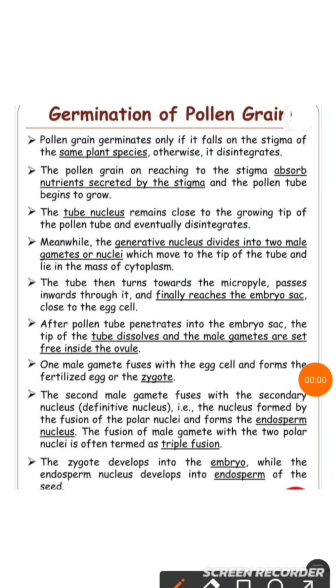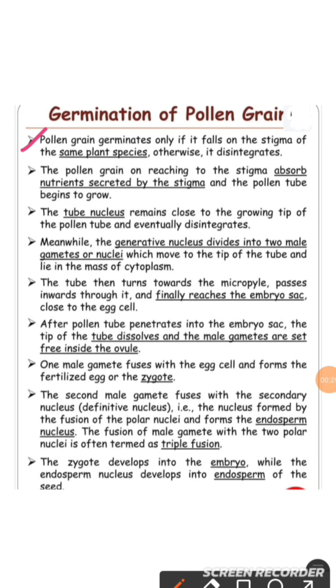Hello friends, today's topic is germination of pollen grains. The pollen grains germinate only if they fall on the stigma of the same plant species, otherwise they degenerate.